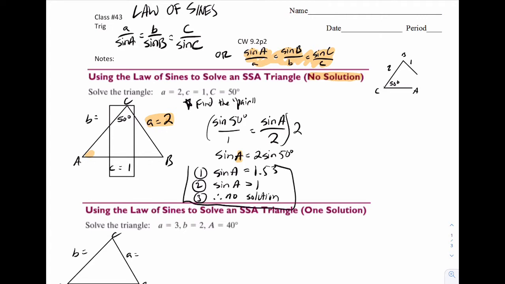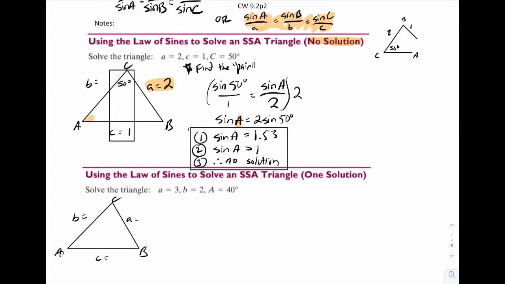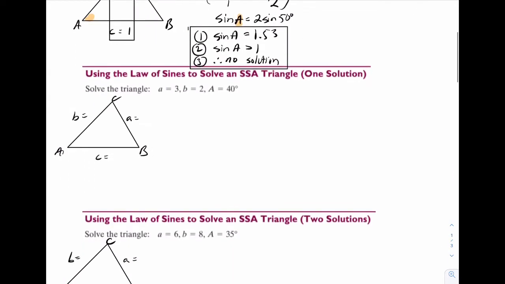Okay, so for no solution problems in your homework, make sure you follow these 3 steps. You establish what the sine value is, you state it's greater than 1, therefore there must be no solution. And those are pretty fast. Let's go to example 2. We're going to fill in our information. A is 3, the angle is 40, B is 2.